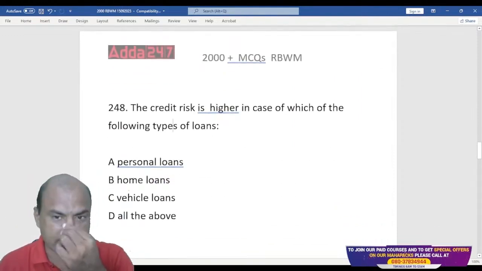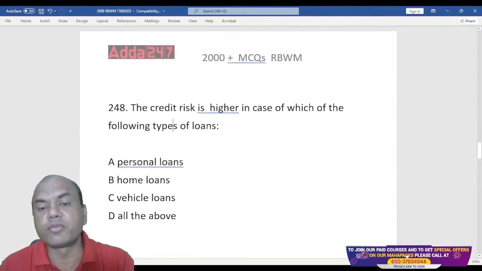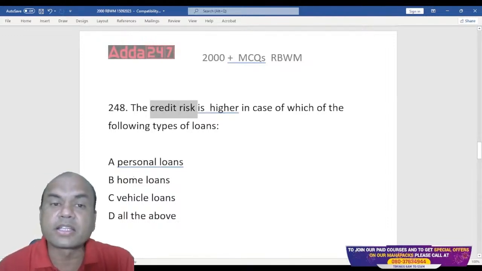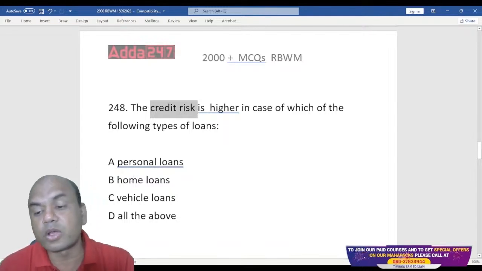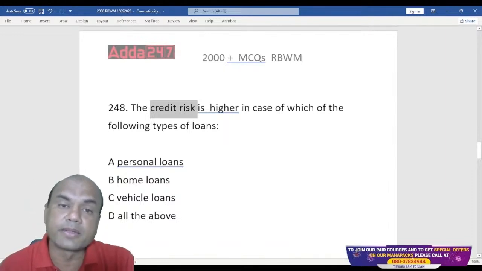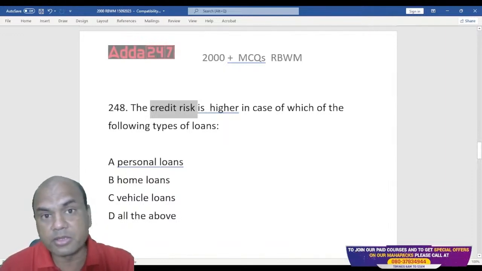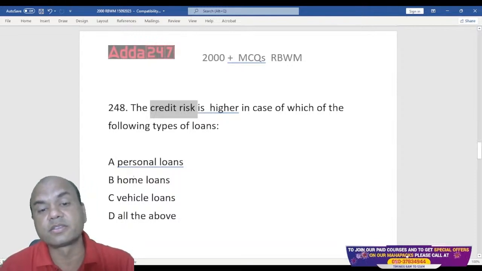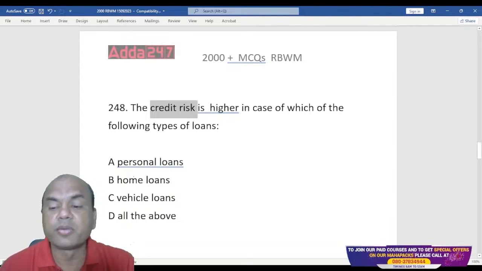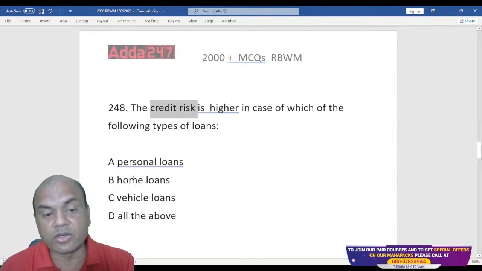The credit risk is higher in case of which of the following types of loans? Credit risk. Firstly, you need to understand credit risk. Credit risk means the default risk. Default risk means the borrower not paying you. Suppose if I give a loan to you and if you don't pay, then I'll be in trouble. So that is known as credit risk. So the credit risk is higher in case of which type of loans? Personal loans, home loans, vehicle loans, and all of the above.